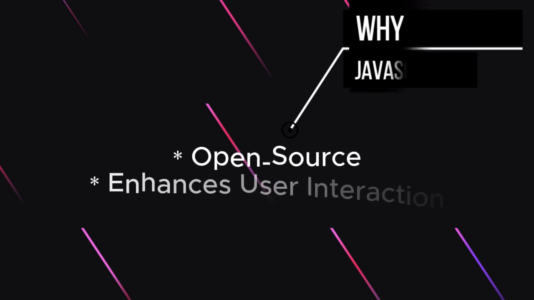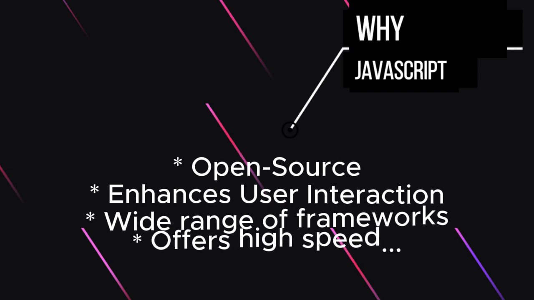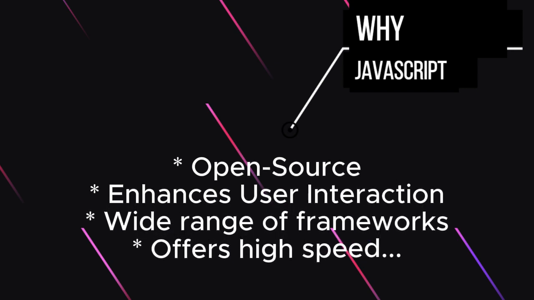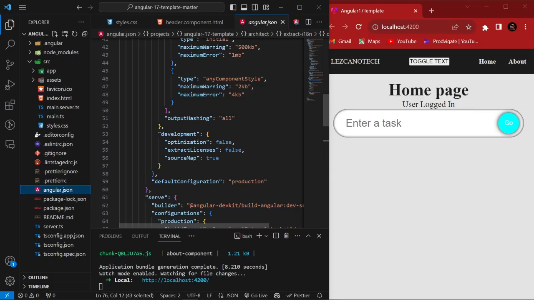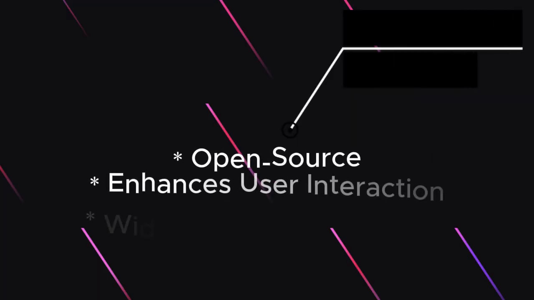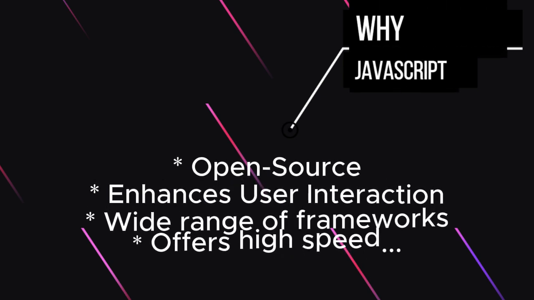JavaScript is open source. That's where you see on GitHub, we have so many people who contribute to the development or betterment of the programming language. Everybody contributes. Once you have a really good idea, you just develop it and commit it to GitHub, and then their team will pick it up and work on it and do what they have to do with it. It also enhances user interaction, as I explained earlier.